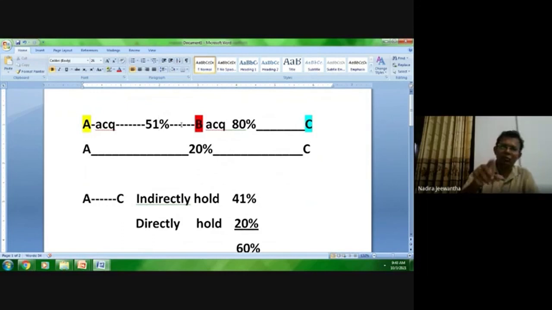Understand the three methods of merger: horizontal, vertical, and conglomerate. Vertical, we have two: forward and backward integration. And B has to be valued, the acquiree to be valued.